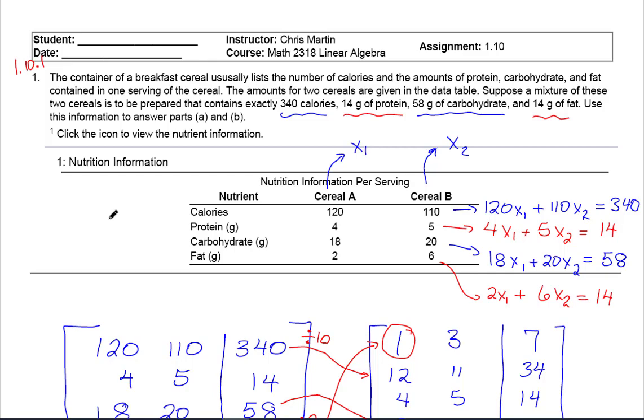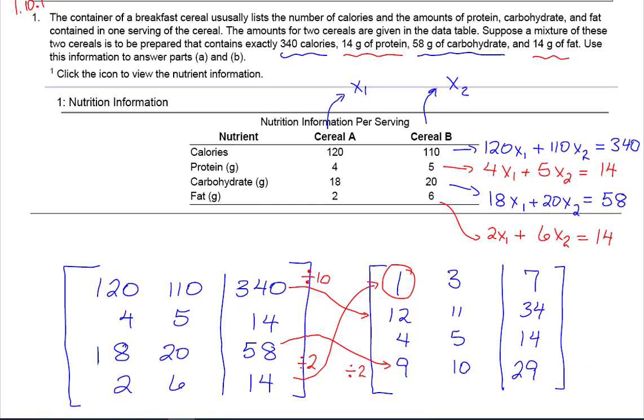In question 1 here, we have two cereals. These two cereals have a certain number of calories for each one, a certain amount of protein for each one, a certain amount of carbohydrates, and a certain amount of fat.